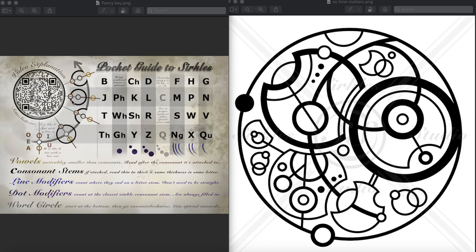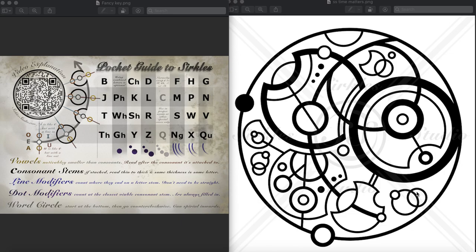If we're on the line of the consonant, then it would be an O, and if it were outside the word circle, it would be an A. So this is an E. E's can be inside consonant stems as well as on the line of the word circle. So this is an M and then the E. So T-I-M-E. So time.